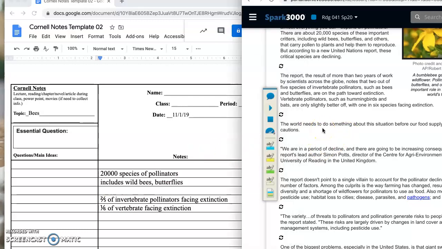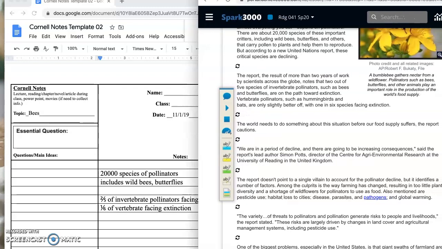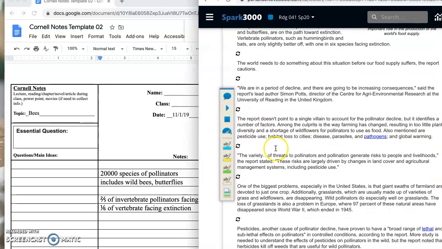All right, the world needs to do something about the situation before our food supply suffers, the report cautions. We are in a period of decline and there are going to be increasing consequences, said the report's lead author, Simon Potts, director of the Center for Agri-Environmental Research at the University of Reading in the United Kingdom.